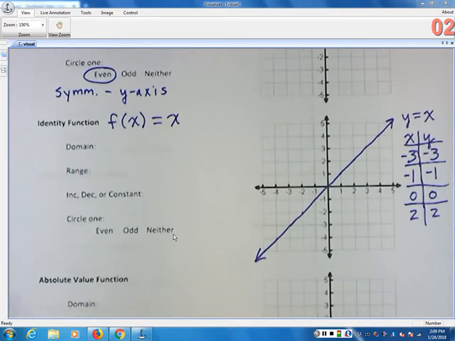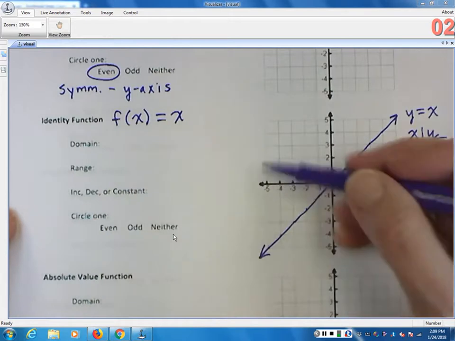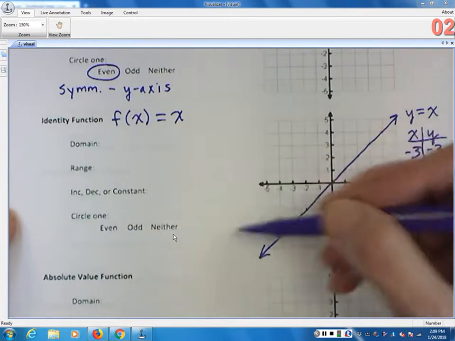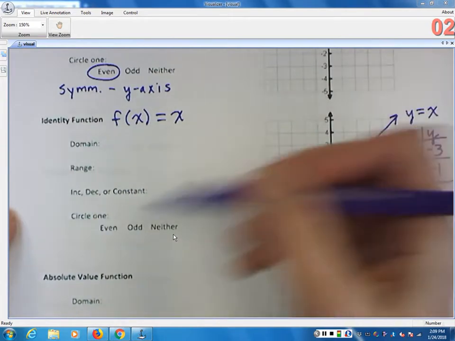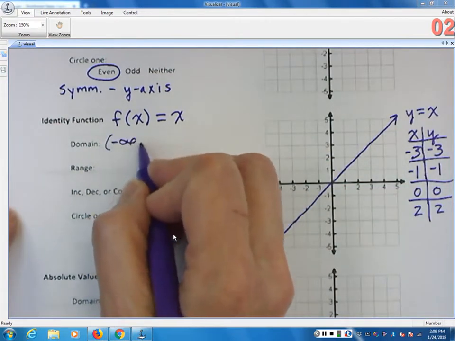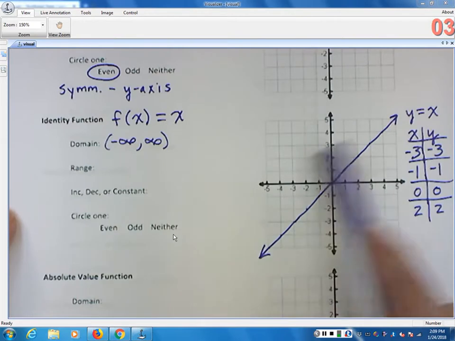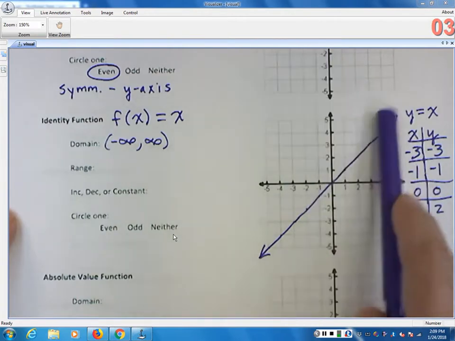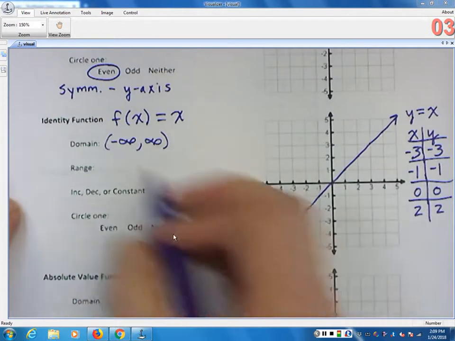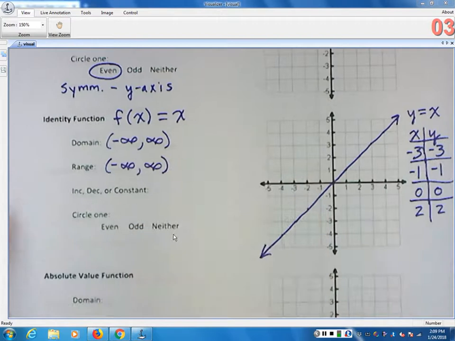You're going to need to know these functions, some of the common functions of algebra. The domain, project this to the x-axis. It keeps going at an angle to -infinity on x and positive infinity on x, so it's -infinity to positive infinity. Range, you project to the y-axis. It keeps going to -infinity for y and positive infinity on the other end. So we always put the smaller number first. The range is -infinity to infinity.